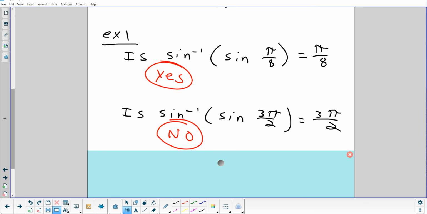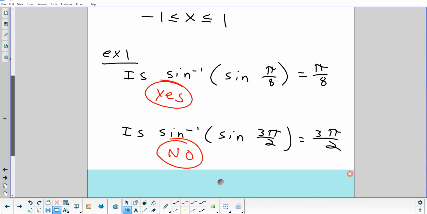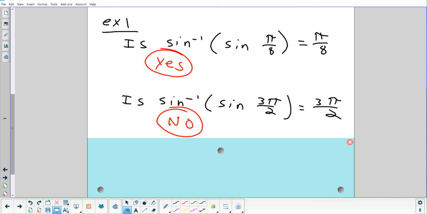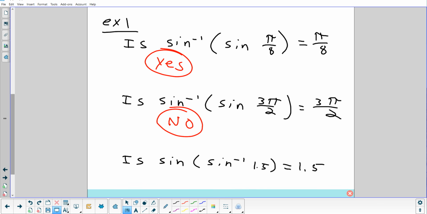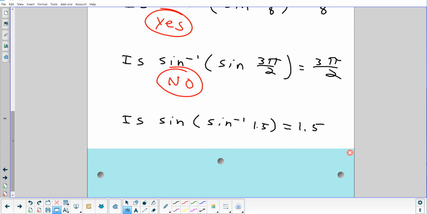This is the type of problem where, if you type it in, you wouldn't get an error. It's the first type. You'd get a number back, but it just wouldn't be the one you started with. All right, let's try this one. So, it's saying, is the sine of the inverse sine of 1.5 going to equal 1.5?